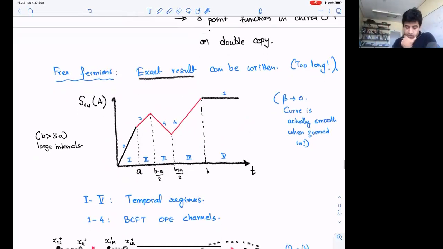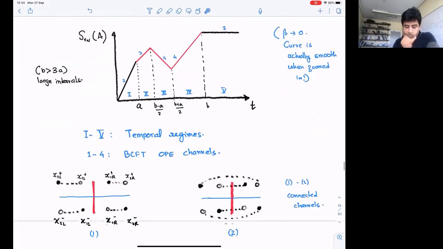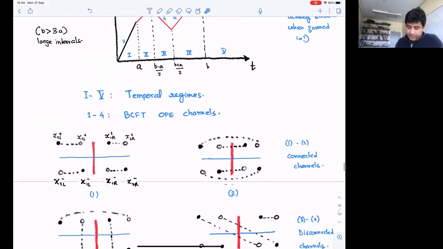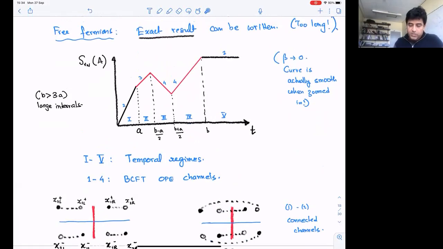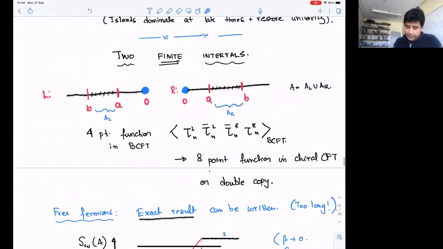So now, what are these distinct numbers here, 2, 3, 4, and 1? These correspond to distinct CFT OPE channels. So here are the distinct OPE channels that are relevant for this particular configuration of two intervals. Remember that there are two points on either side, so there are two twist operator insertion points. So it's really an 8-point function in the double copy picture.